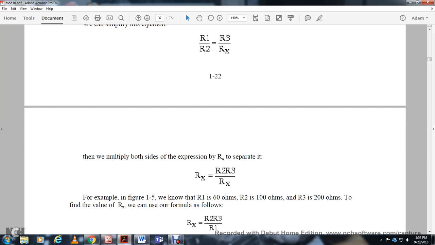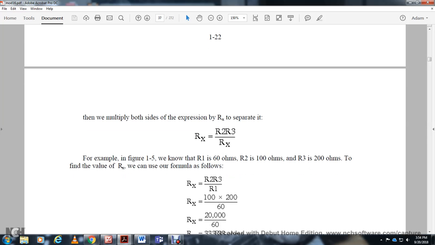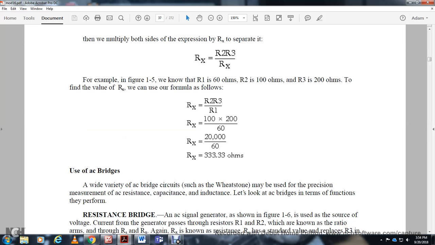For example, with the known resistor 1 at 60 ohms, resistor 2 at 100 ohms, and resistor 3 at 200 ohms, we can find the value of resistor X using the formula: RX is equal to R2 times R3 over R1. So RX is 100 times 200 over 60. 20,000 over 60 gives you 333.33 ohms.